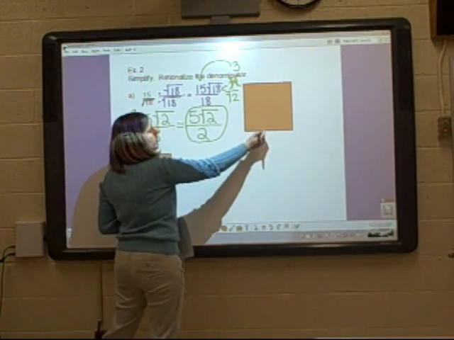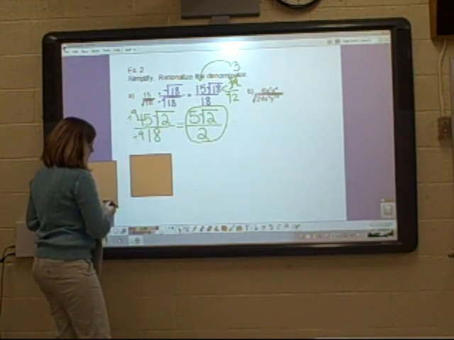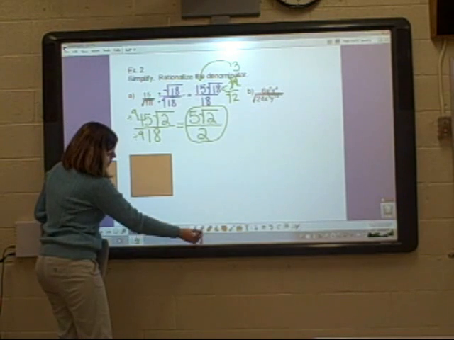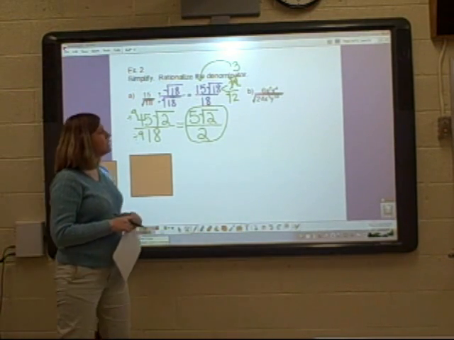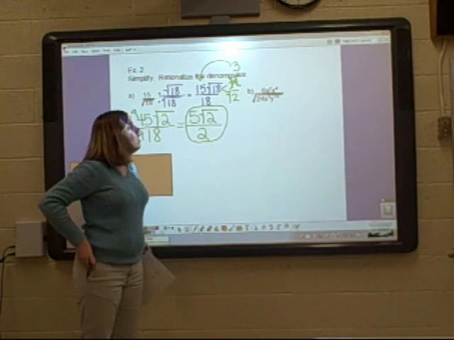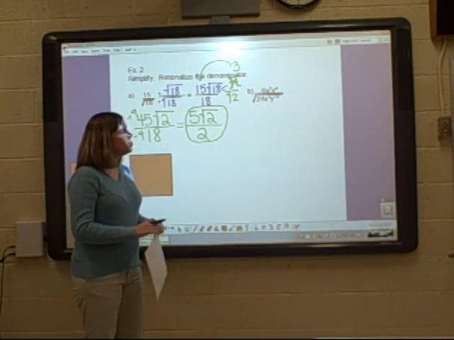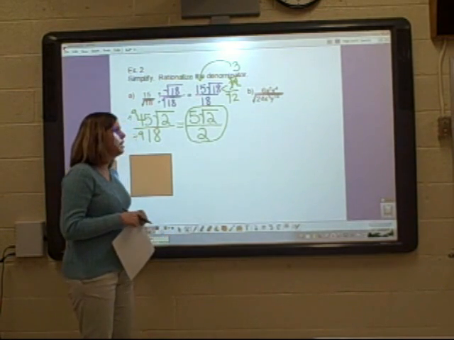Okay, let's try another one of those. Okay, in this problem, we've got 6x squared y to the 4th, all divided by the square root of 24x to the 3rd y to the 10th.